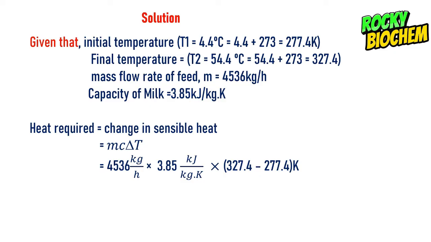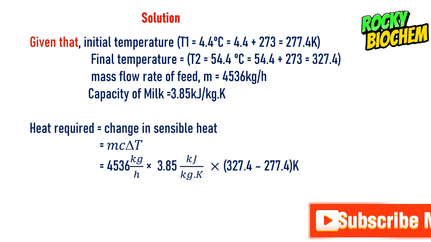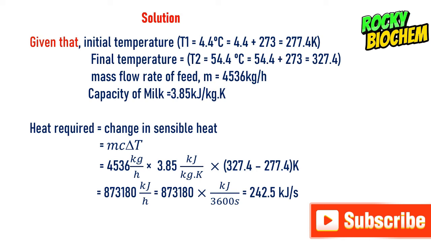I intentionally added the units of each of them. I don't want you to be confused. That is why when I wrote the mass flow rate here, I added the kilogram per hour as well. And when I wrote the heat capacity value, I added the units, which were kilojoule per kilogram Kelvin. And the Kelvin is also attached to the temperature value. So we can see that the units will start cancelling each other. The Kelvin attached to the temperature will cancel the Kelvin attached to the heat capacity value, and the kilogram attached to the mass flow rate will cancel the kilogram attached to the specific heat capacity. So at the end, we are going to get 873180 kilojoule per hour.